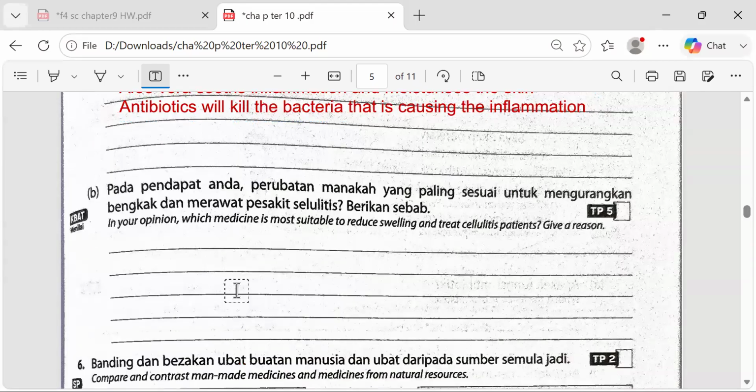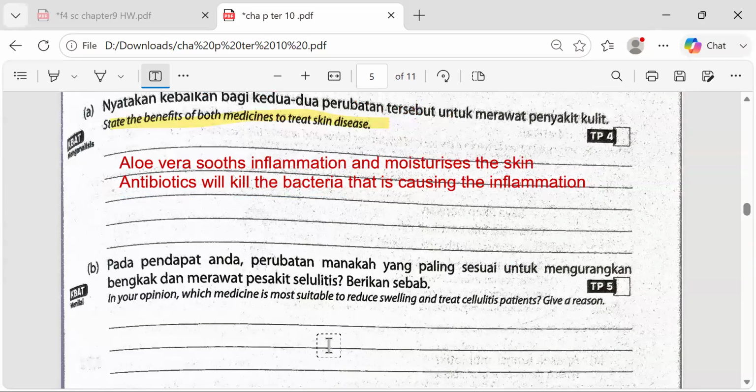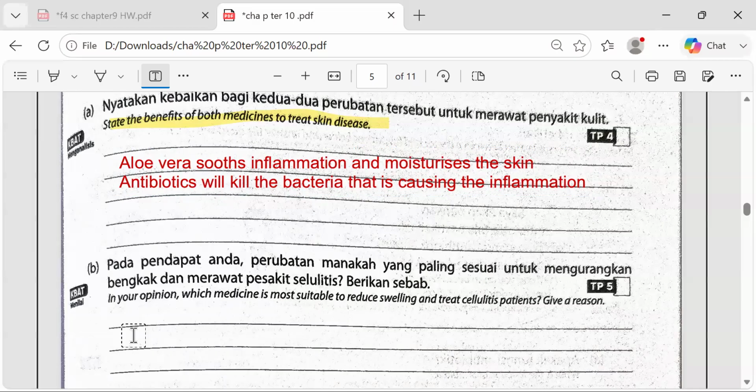In your opinion, which medicine is most suitable to reduce swelling and treat cellulitis? Give your reason. Which one is more important, the antibiotic or the aloe vera? Antibiotic. Because if the aloe vera calms it down but the bacteria are still there, it will flare up again. When you kill off the bacteria, eventually the flaring will stop. So antibiotic.